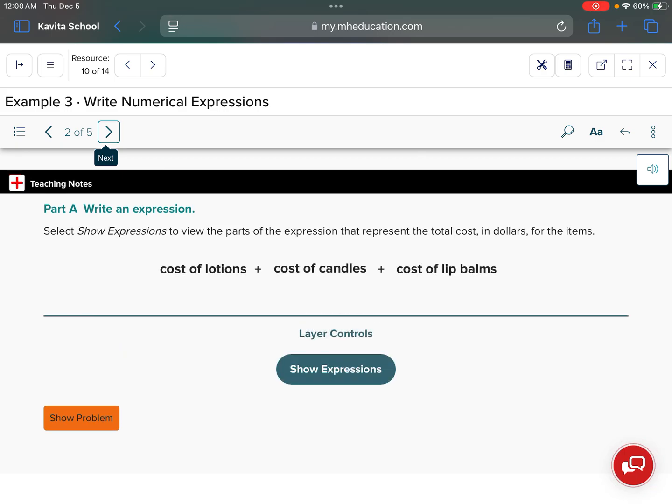So we're going to look at the cost of lotions, plus the cost of candles, plus the cost of lip balms. Now the cost of lotions, you can see if she buys 5 lotions and each is $5, so that's 5 times 5, or can be represented as 5 squared. Plus the cost of candles, she buys 2 candles times the price of each candle, which is $7.80. Plus the cost of lip balms, she buys 4 lip balms, that's 4 times $2.49, which is the cost per lip balm.